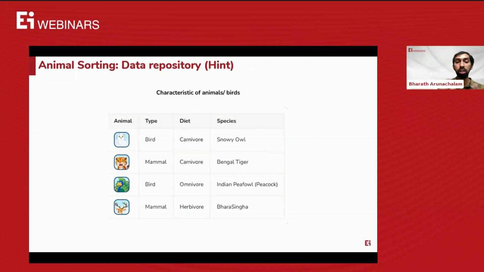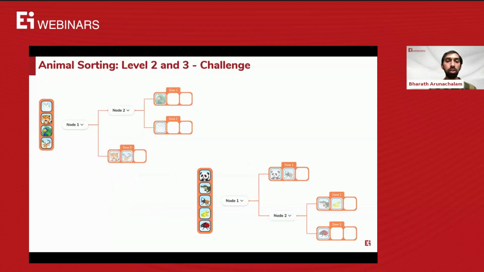Even if they did not know these facts, these could be given, and then the learning could happen in a reverse manner, wherein they apply and look at a certain solution, and through which they understand these characteristics as well, right? So there are more levels to it. So this is level 2, level 3.